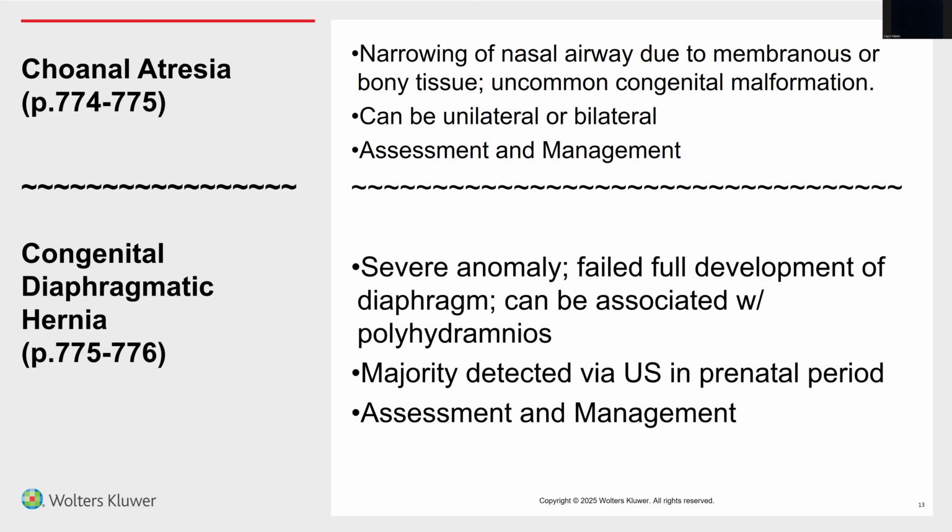Congenital diaphragmatic hernia is a severe anomaly where there's a failure of full development of the diaphragm. This can be associated with hydramnios or polyhydramnios in utero, meaning there's too much amniotic fluid. The majority are typically detected via ultrasound in the prenatal period. Remember, our ultrasounds have gotten very intricate with the 3D, 4D ultrasounds, so they're able to catch a whole lot more things nowadays that they couldn't catch before.